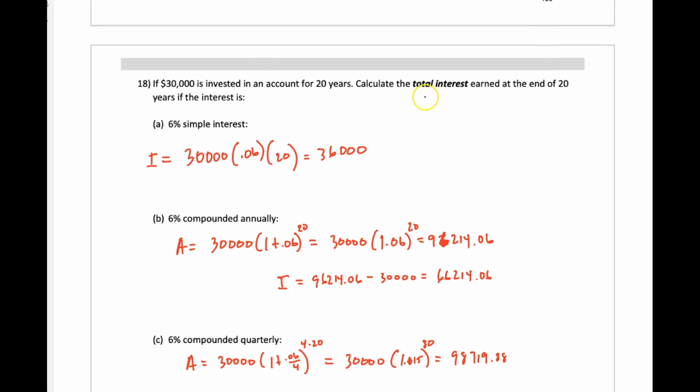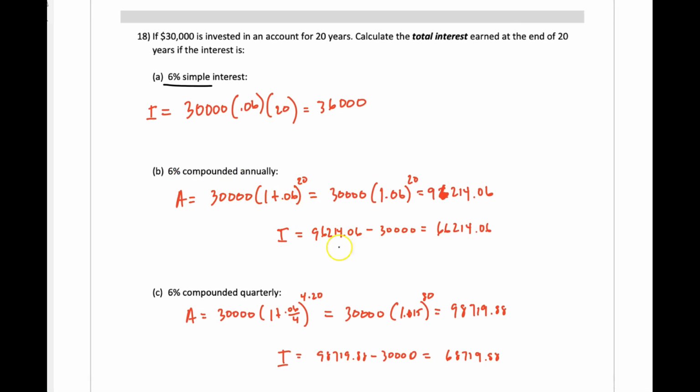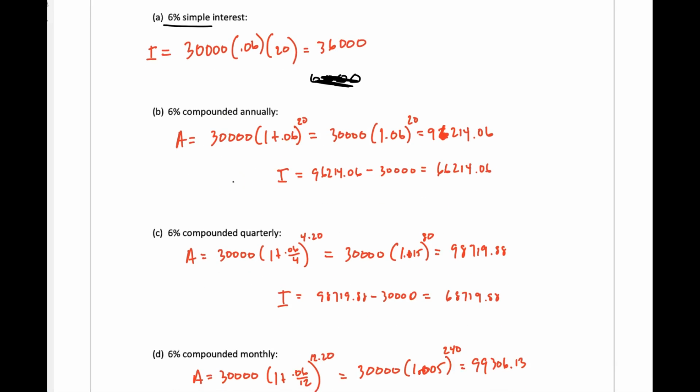you can see your situation: total interest earned at the end of 20 years. Here's a simple interest one, and then compounded annually. We're calculating interest, so once we calculate the total value, I subtract that original deposit of $30,000. Oh, in this case, sorry, this should be $6,000 in interest. No, this is 36,000, sorry, 36,000, because I equals PRT. Here we end up with 66,000 compounded annually.